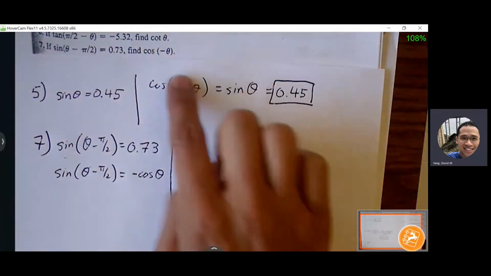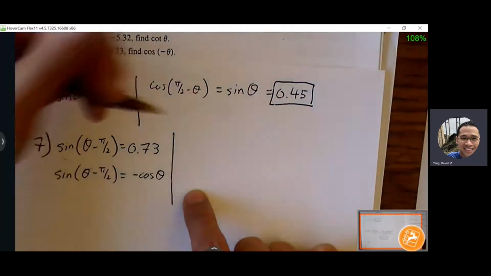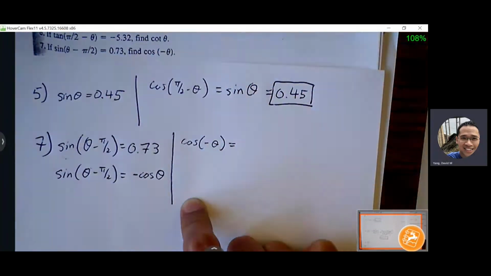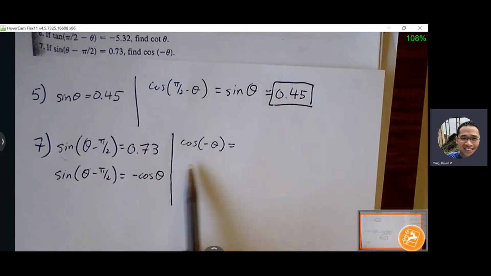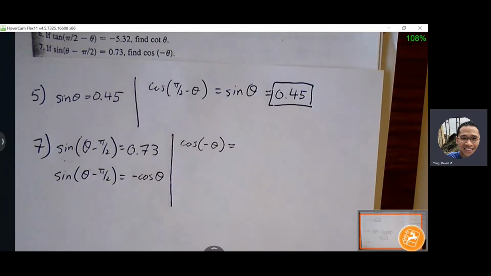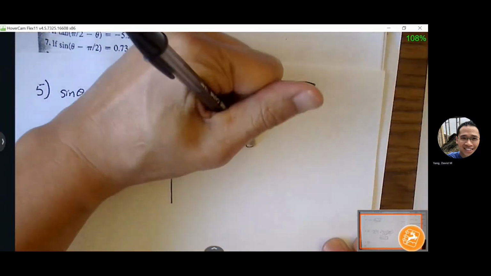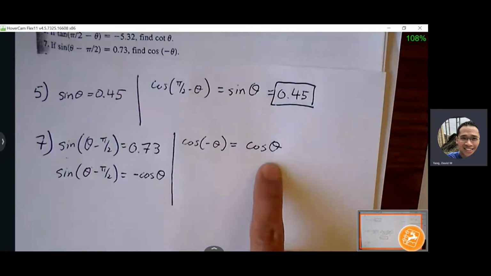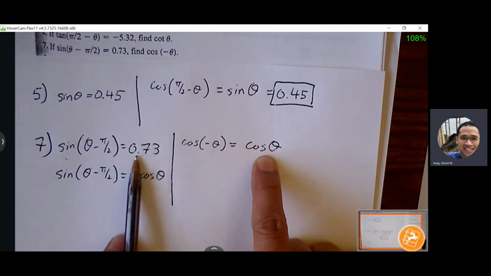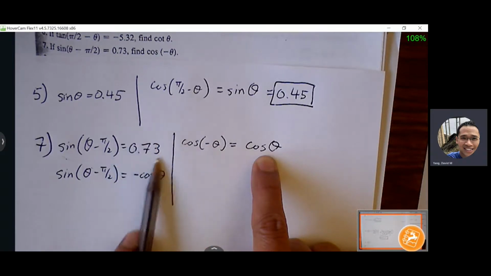The rest of number 7 says find cosine of negative theta. What do you know about cosine of negative theta? Yep, it's an even function. The negative just gets swallowed up. So I basically just want to find cosine of theta. So I know that this is basically cosine of theta, except it's the opposite sign.